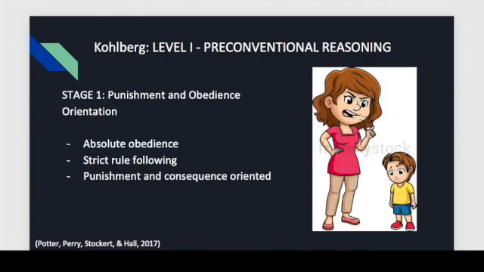The first stage of pre-conventional reasoning is punishment and obedience orientation. This stage is experienced when a child involves absolute obedience to authority and strict rule following. Actions and behaviors are done to avoid punishment, and consequences tend to guide which behavior is right and wrong. The idea is that if the child is caught, the behavior must have been wrong, but if the child got away with the behavior, it must be right.